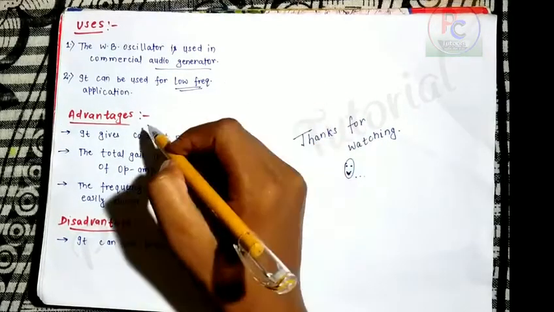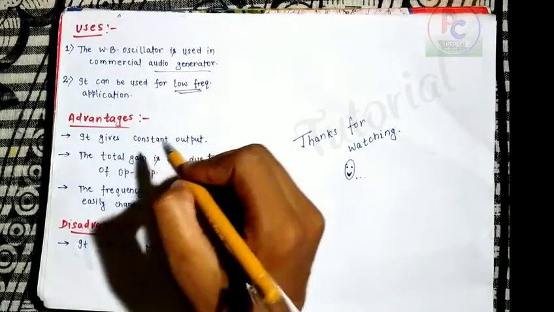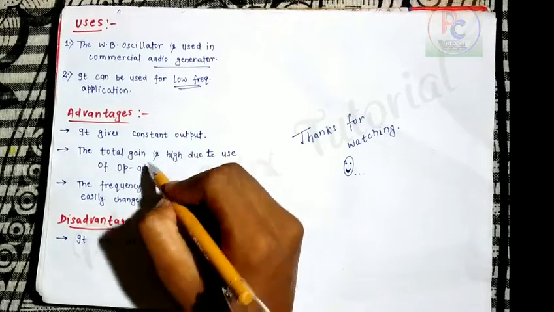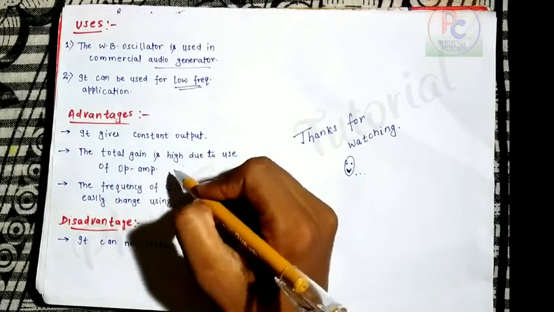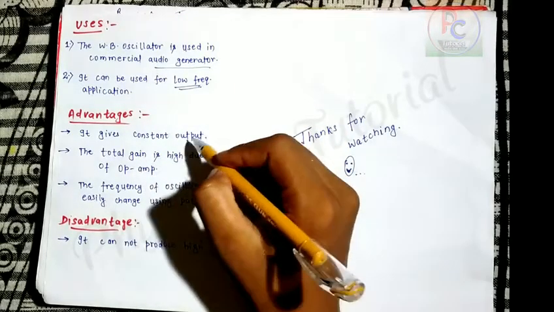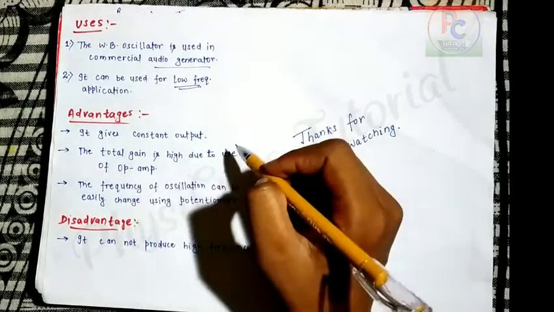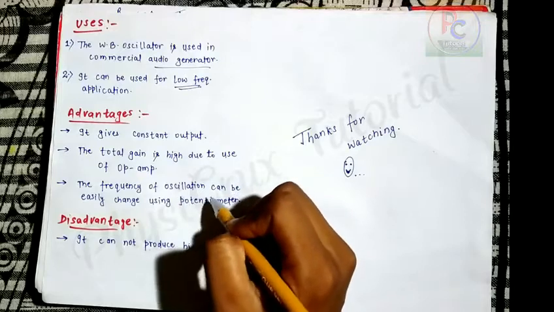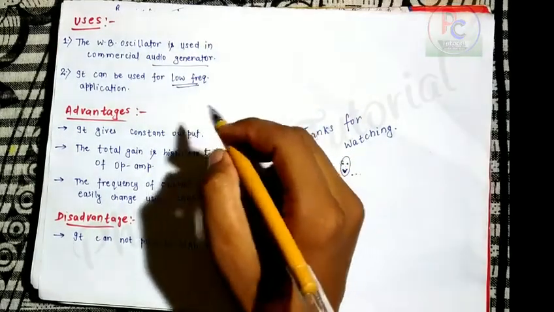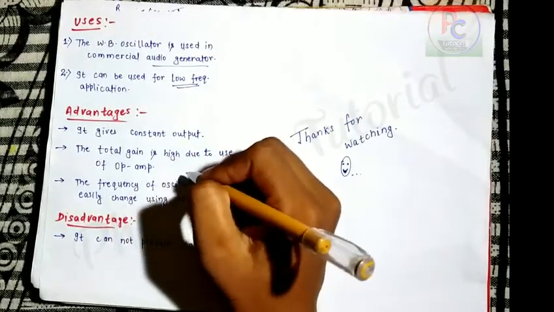Here are some advantages and disadvantages. The first is it gives constant output, and the total gain is high due to use of operational amplifier. When we use operational amplifier in Wien bridge oscillator, the total gain will be high. The frequency of oscillation can be easily changed using potentiometer. So by using potentiometer, the frequency of oscillation can be changed.